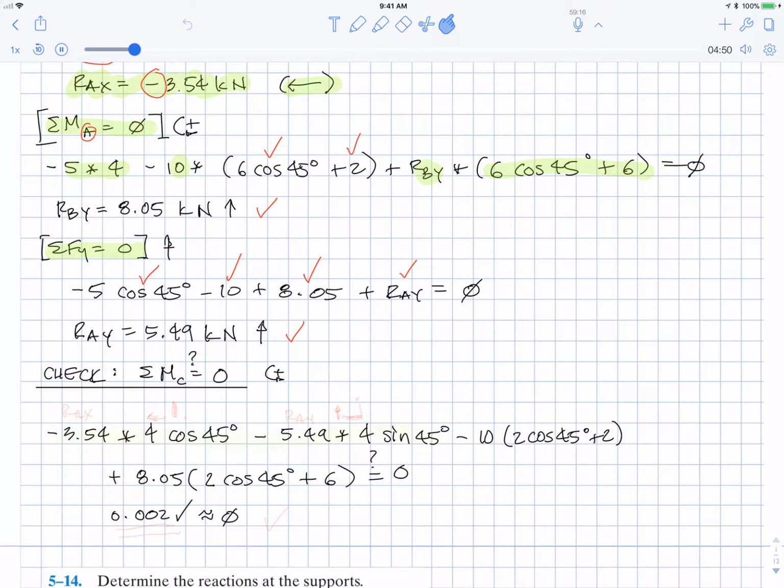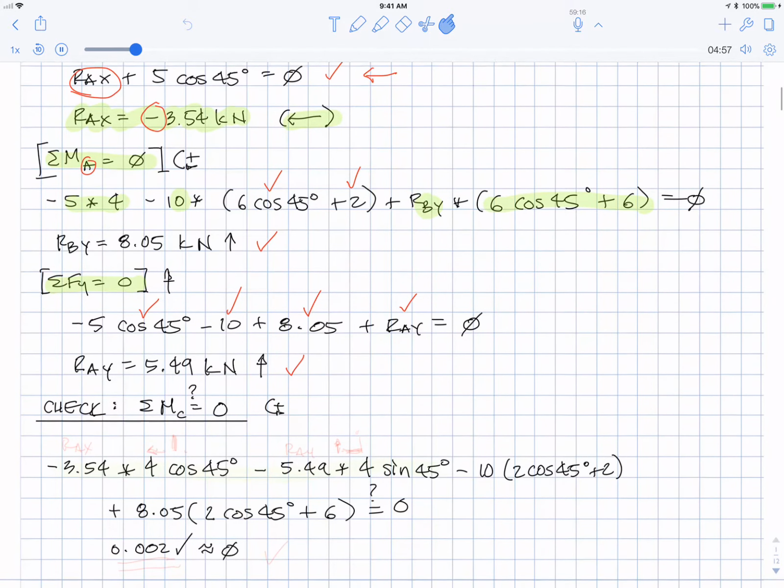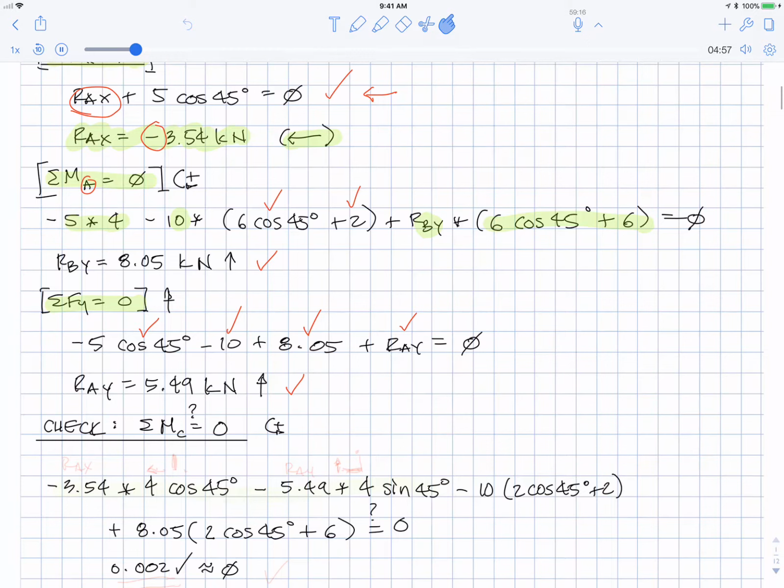So 3.54, which was, let me double check that. 3.54. That was 4 cosine 45 degrees. RAy. So let me find RAy. Oh, let me double check. Just 1 second. Okay, 3.54 was actually RAx. Okay, so we have RAx 3.54 going to the left, taking moments about C.